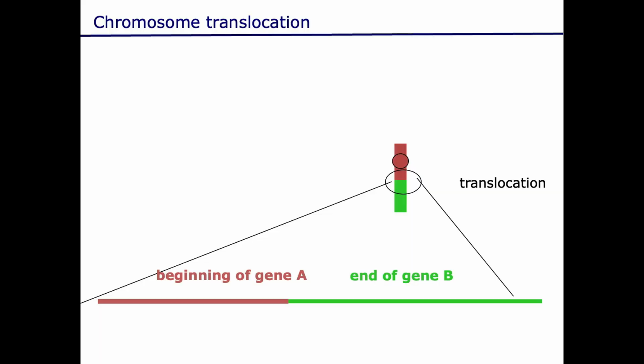Chromosome translocations are famous, particularly in leukemias, because they can sometimes, but certainly not always, end up in 2 genes being joined together to produce a completely new gene, where the beginning of gene A is joined to the end of gene B.